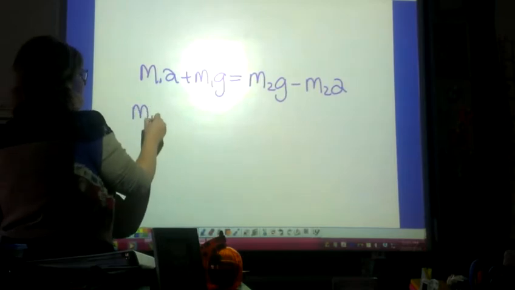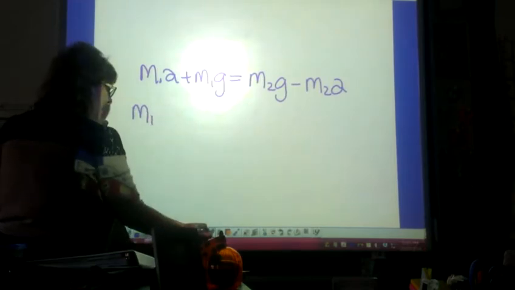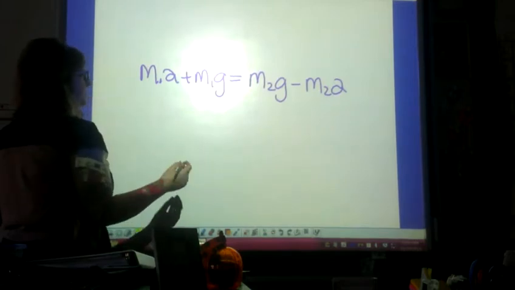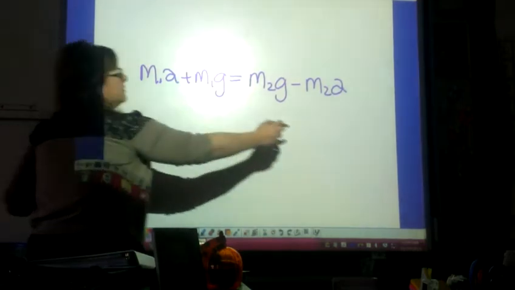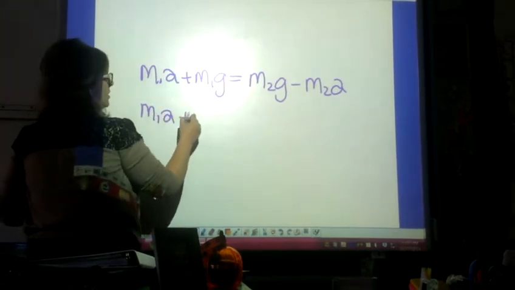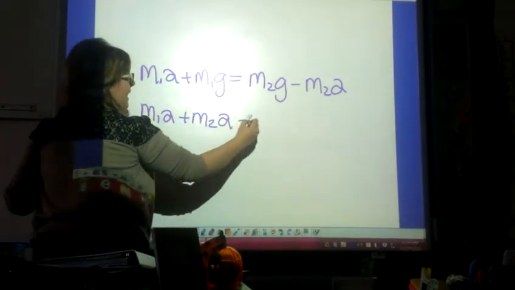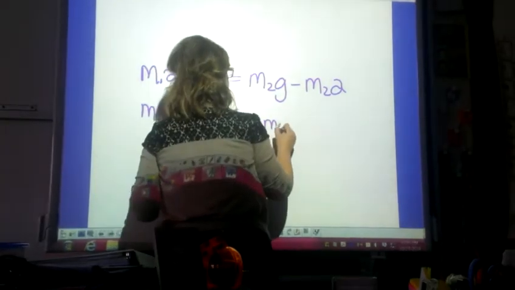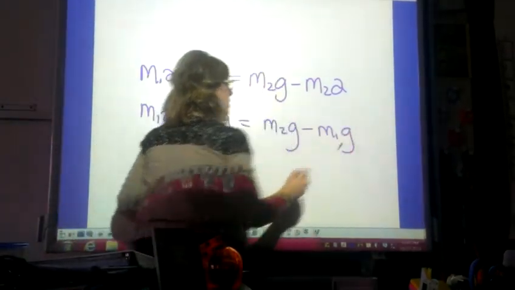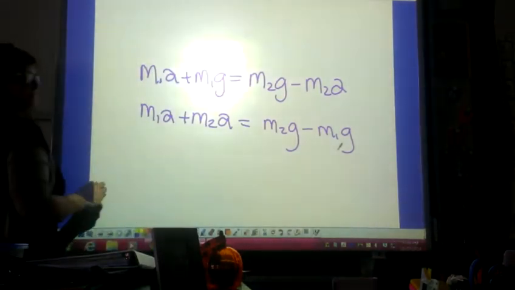Okay, if I simplify this, let's actually just get A's on both sides and then let's get the G's on both sides. Because my goal is to find acceleration. So if I do that, let's add M2A over here. So I have M1A plus M2A equals M2G minus M1G. Okay, so I'm left with that.